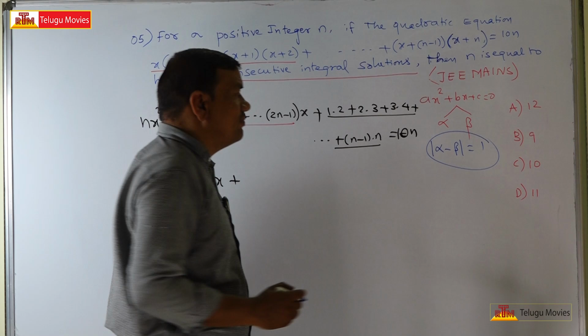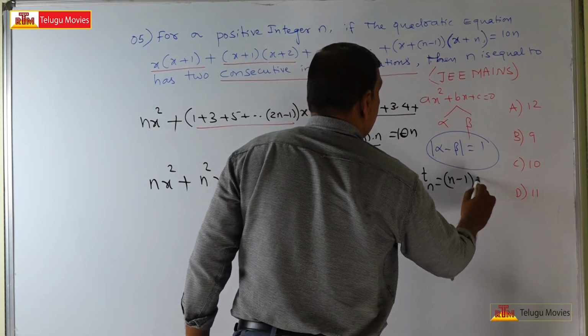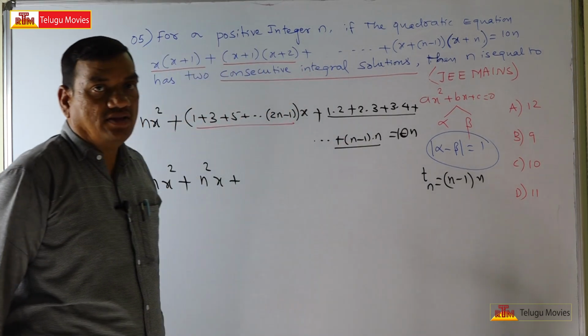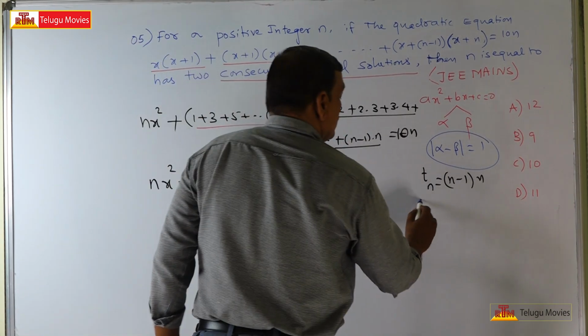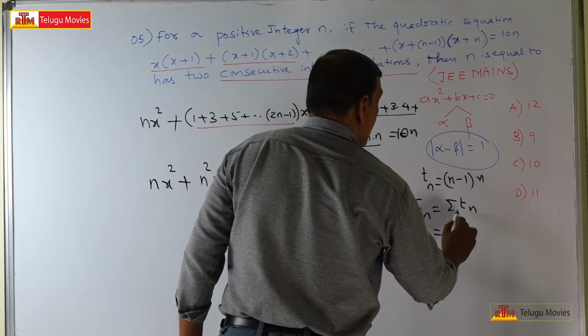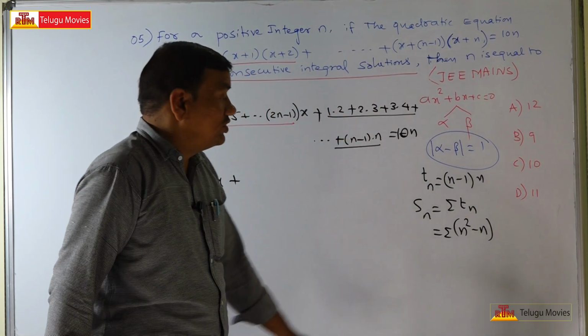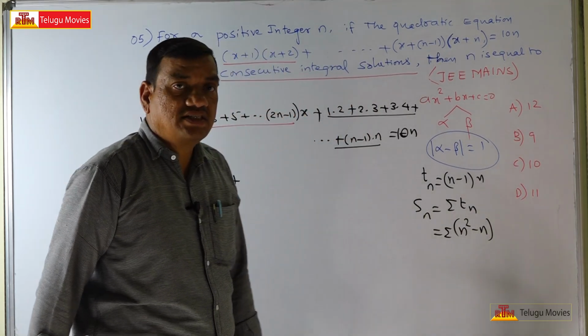What is the nth term here? Tn is equal to (n minus 1) times n. This is the nth term. So Sn is sigma Tn. Sigma Tn means what? n square minus n. So this is sigma n square minus sigma n.